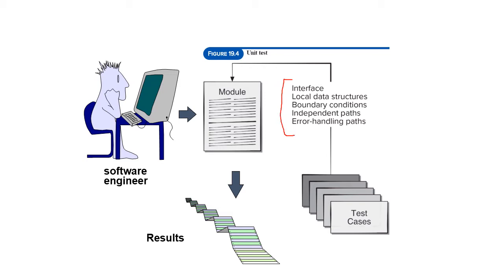The first one is the testing of the module interface, because we want to ensure that information is properly flowing in and out of the program under test. And then for local data structures, we examine them to ensure that data stored temporarily maintains its integrity during all steps in any algorithm execution. And then we also have what we call boundary testing, because it is general knowledge that software often fails at its boundaries.